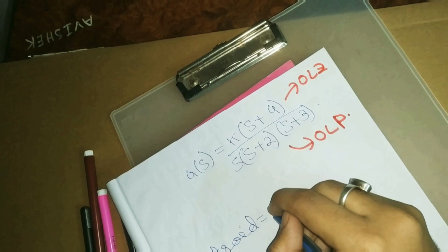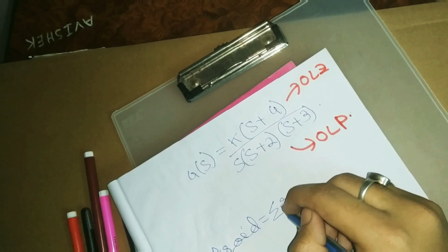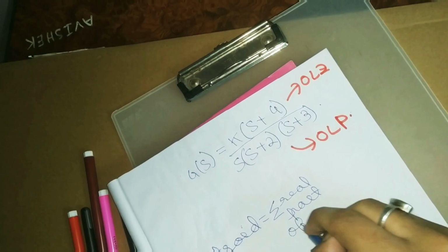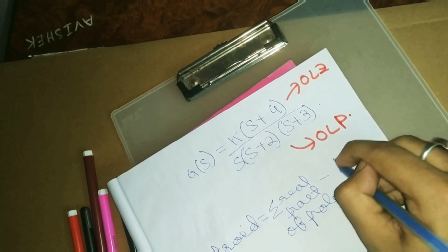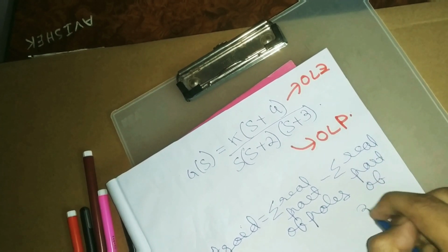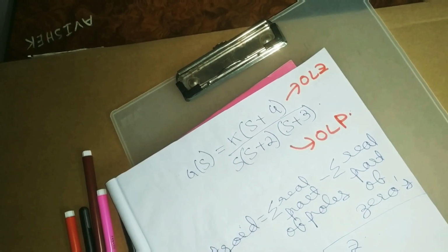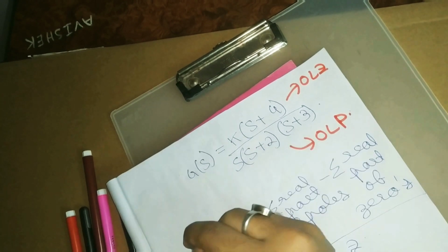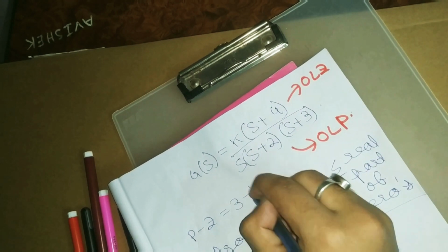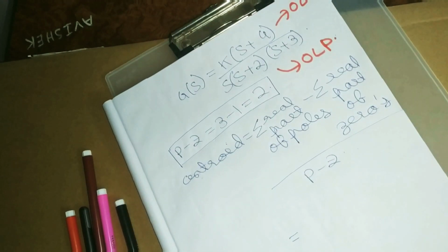So the centroid means the sum of the real parts of the open loop poles minus the real parts of the zeros, divided by p minus z. So what is p minus z? From here, there are 3 poles and 1 zero. So 3 minus 1 becomes 2.